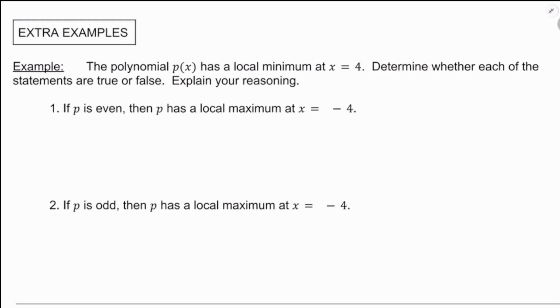So the polynomial p of x has a local minimum at x equals 4. So I'm going to actually draw a picture of what I think that might look like.